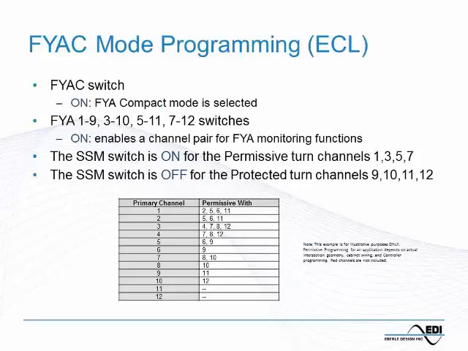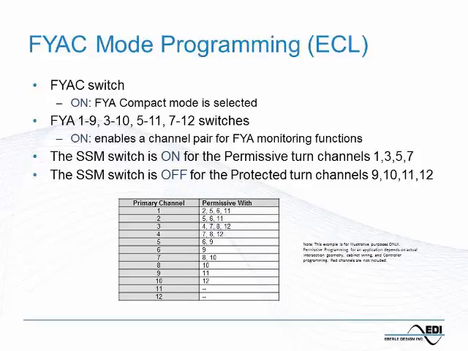All right, so the next slide shows an example of programming again, the 2010 or 2018 ECL monitor, the dip switch style. In this case, we want the option dip switch labeled FYAC to be in the on position. That selects the compact mode. And likewise, for each channel pair that has a flashing yellow arrow approach, we are going to turn on the appropriate FYA dip switch, 1-9, 3-10, 5-11, or 7-12.